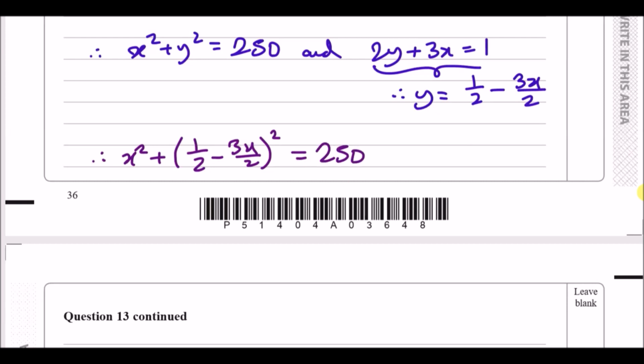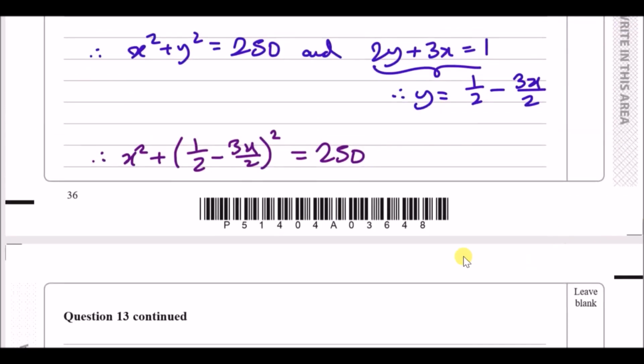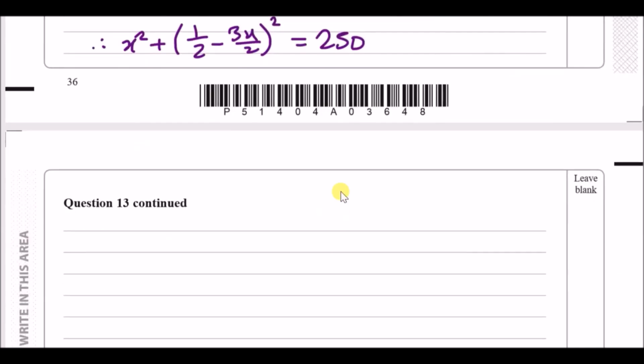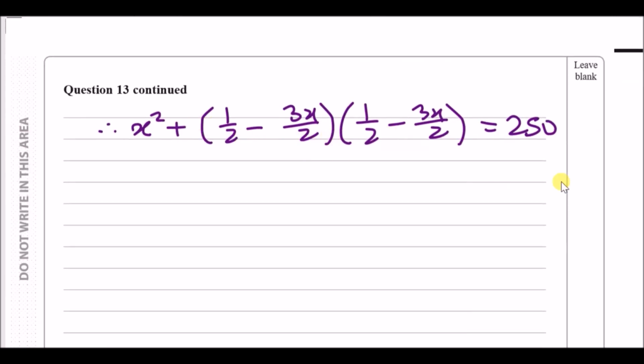Okay, now this is where the long part happens. We're going to carefully expand this. Just remember, when you've got a squared bracket, it means there are 2 brackets. So just to be clear, it looks a bit like this: x squared plus bracket half minus 3x over 2 times half minus 3x over 2 equals 250. In the end, when you finally evaluate this, you're going to get a quadratic equation. So let's go ahead and open this up.